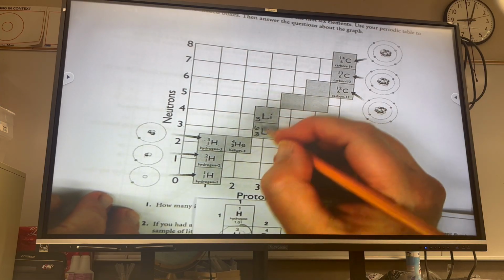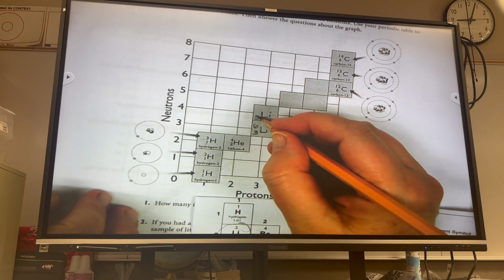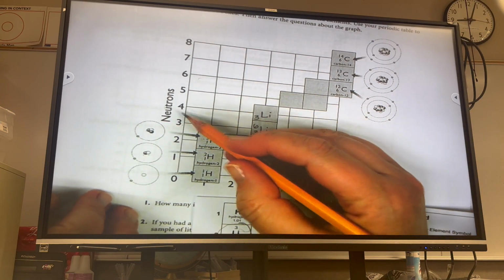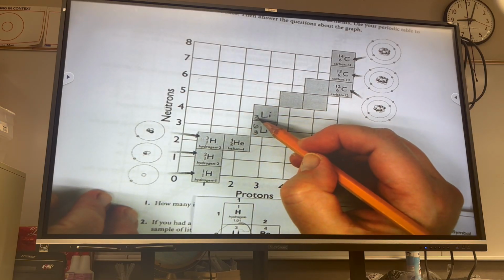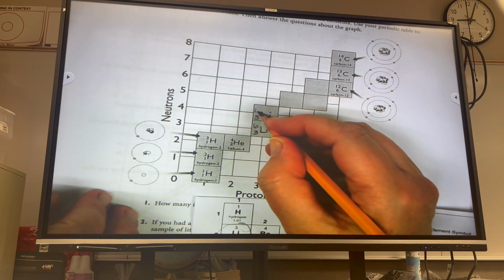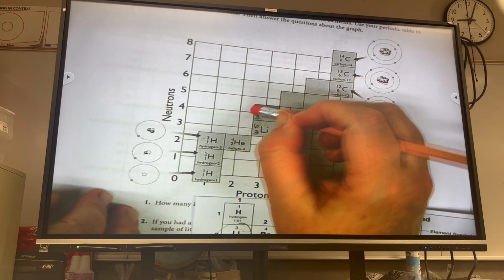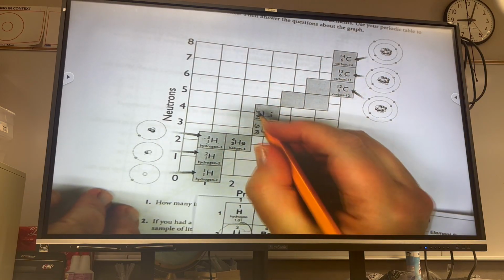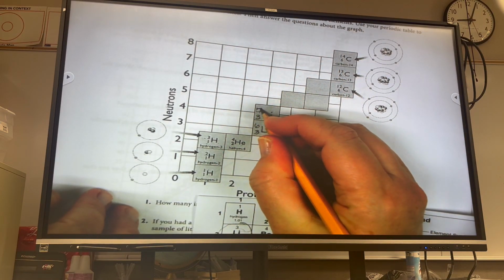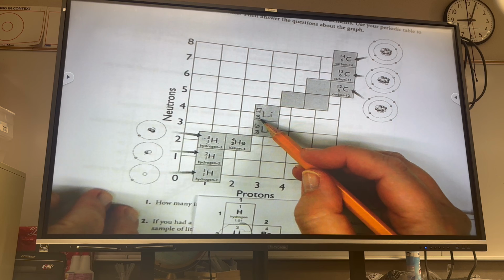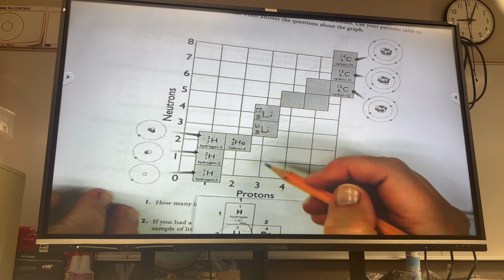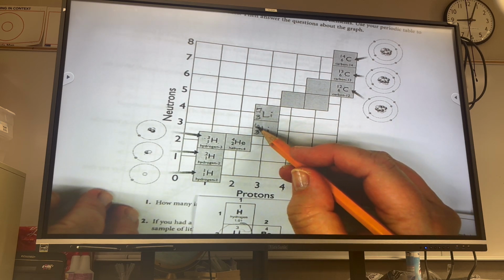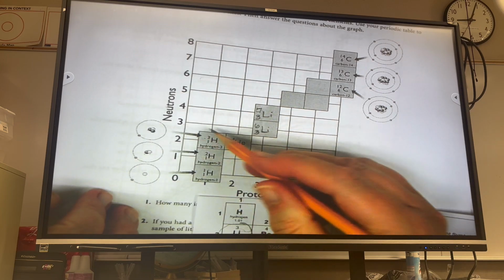Okay, and then this one, it's still atomic number 3, so we have 3 protons, but we have 4 neutrons. 3 plus 4 is 7. So it has a mass of 7 with the 3 protons, so it has 4 neutrons. This has a mass of 6 with the 3 protons and the 3 neutrons.